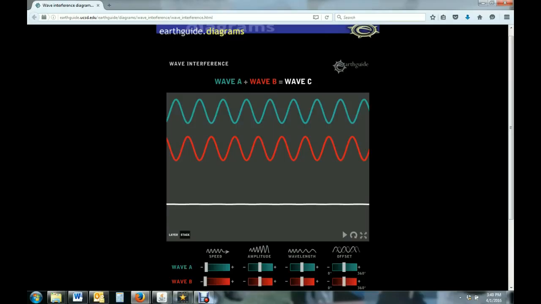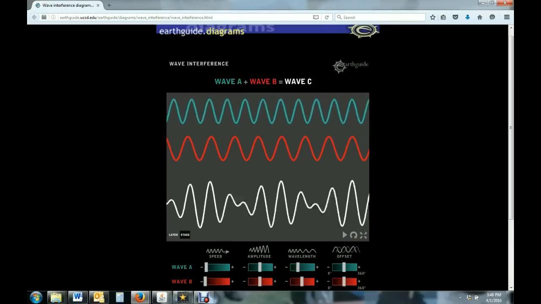Now, there's other things you can do. If I shift the wavelength of one relative to the other, I get this kind of ebb and flow thing. Here I've got a big amplitude because they're more or less in phase, but then there's this other spot where they're more out of phase, and so it gives more of a smaller wave, and it moves back and forth.